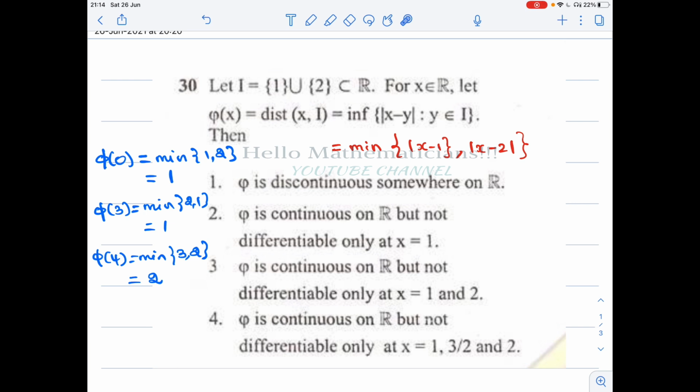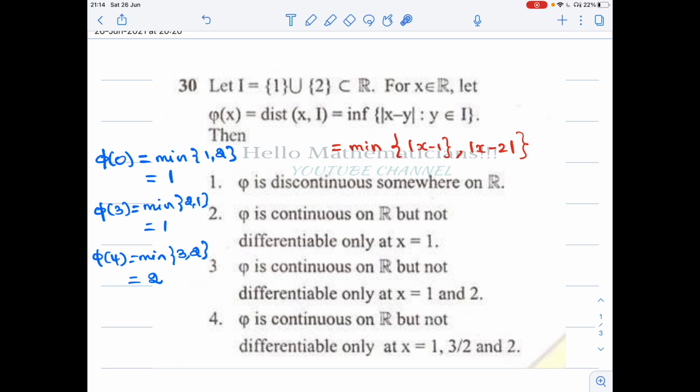Then for x belongs to R, they are defining a function phi of x. Phi of x is the distance between the point x and the set I. How is the distance between a point and a set defined? It is defined to be the infimum of the distances. You fix an x, then you want to find the distance between x comma I.